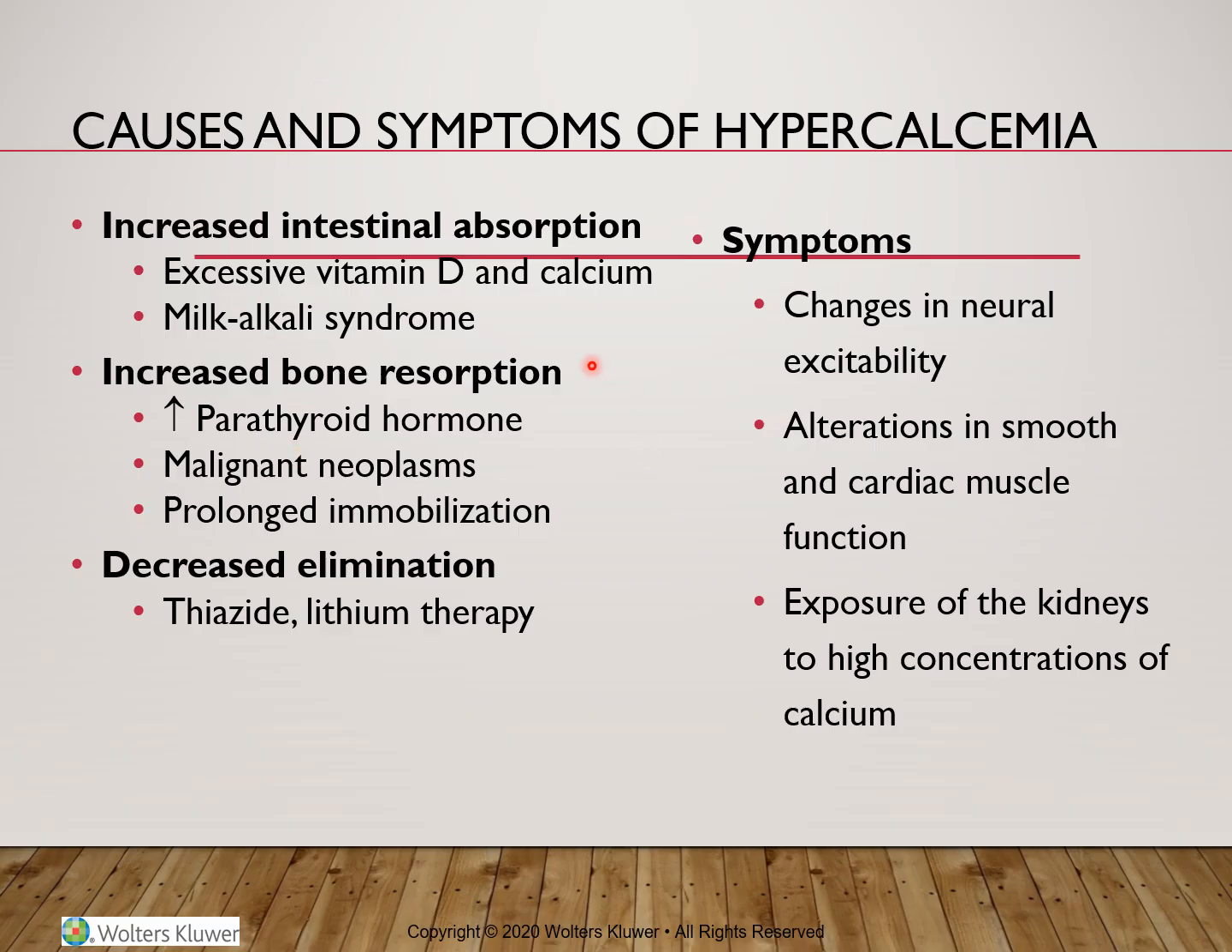We can also see this happen if we have what we call increased bone resorption. So again, patients who have excessive amounts of PTH or parathyroid hormone, where we get a lot of bone breakdown and subsequent movement of that calcium into the vasculature. Malignant neoplasms, if someone has a tumor that's growing within the bone that breaks down the bone and releases calcium. And also patients experiencing prolonged immobilization. So someone who is non-weight bearing for a prolonged period of time also experiences significant bone breakdown, and that calcium from that bone breakdown enters the serum and causes hypercalcemia.